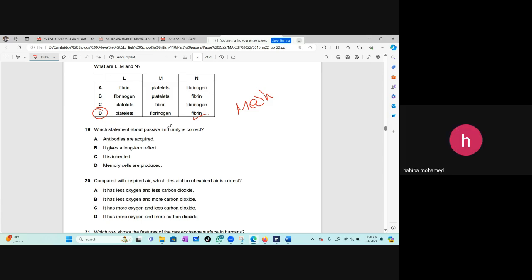Which statement about passive immunity? Yes. I don't really understand this part very well. This part here, you have an injury. Okay, this is a small wound. Now, what happens? This small wound is going to activate the platelets. You know what the platelets are? I don't know. These small blood parts.